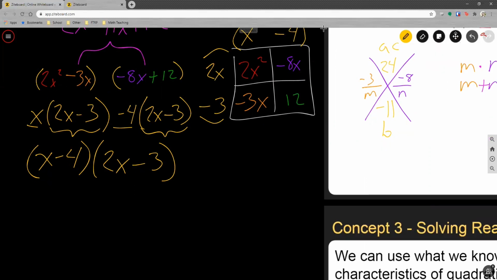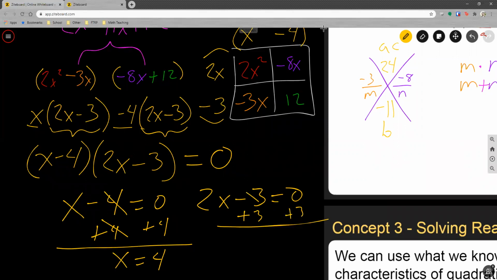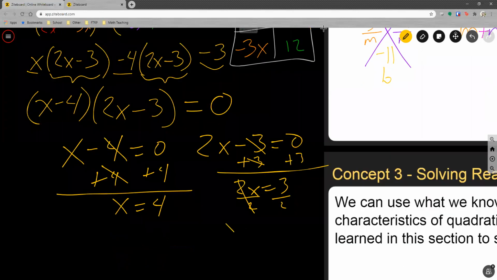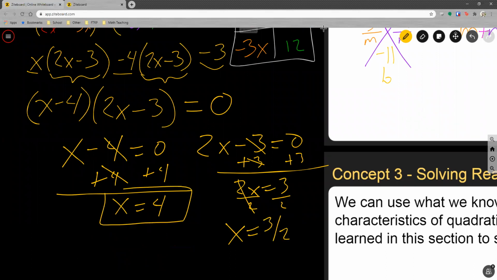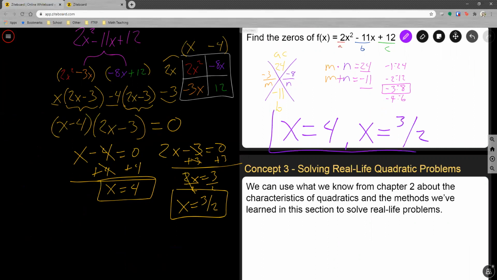We're basically almost done. We just have to use that zero product property to finish it out. Because remember, we're trying to find it when the values equal 0. Well, I just set each part of my equation equal to 0. And I solve for x. I get x equals positive 4. This one's a little trickier because I have to do 2 steps. And I get x equals 3/2. So my answers for this problem are x equals 4 and x equals 3/2. There's my solution.